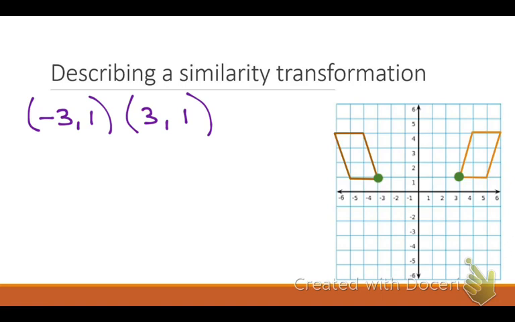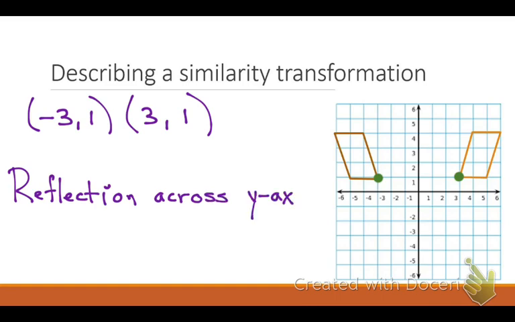Okay, so again, I'm using transformations as my justification for why these figures are similar. So I would just say it's a reflection across the y-axis, and my ordered pair is proof. Okay, any questions on that?